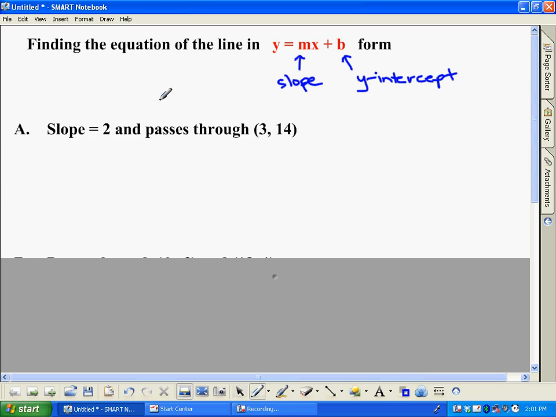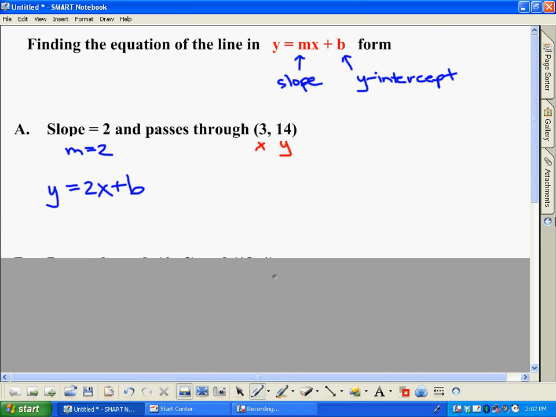You know the slope is 2. But you don't know the y-intercept, but what you do know is that it passes through the point 3, 14. So already we know the slope is 2, so that means m is 2. So in our equation up here we can write y equals 2x plus b. Now we don't know the y-intercept, but what we do know is this point here. And this point tells us what x is and what y is.